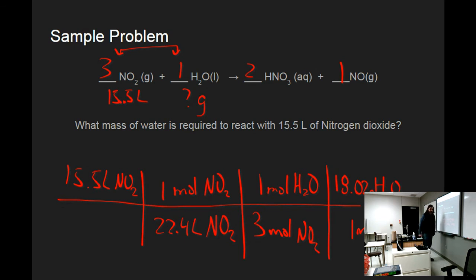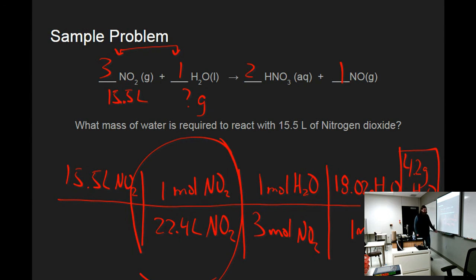Okay, our conversion factors are all lined up. Everything's good there. Now we just need to solve it. And so we type in our calculators, 15.5 divided by 22.4 divided by 3 times 18, which is going to give us a mass of 4.2 grams of water. There we go. So still a stoichiometry problem, just this conversion can now be used because of Avogadro's law. So we now have a new conversion that we can use in all of our problems.